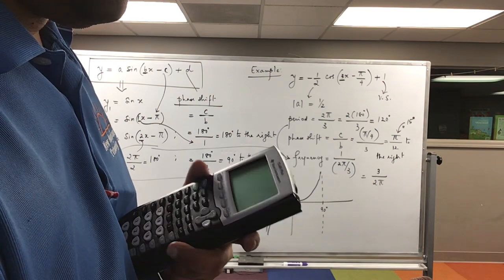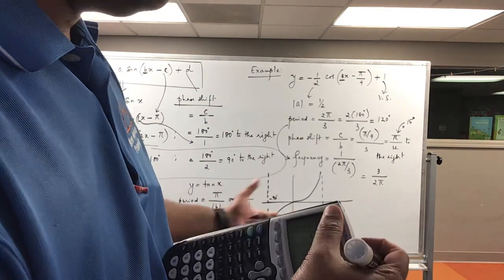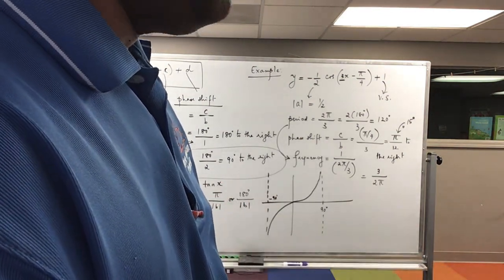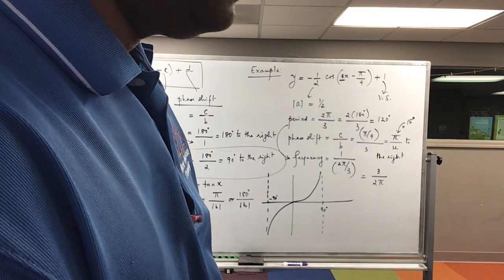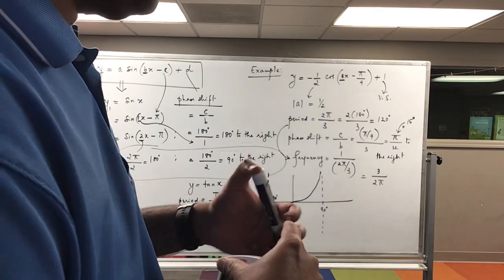Are tan graphs and cotangent graphs common, would you say? No, that's why we hardly teach it. I have not seen a question in the last few years. Okay. I have definitely seen sine and cosine, yes.